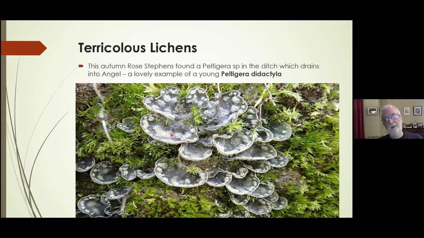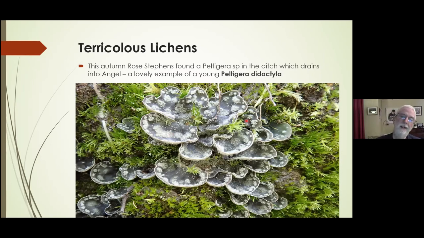And it was on the vertical face of the ditch that drains into Angel. And it was facing west. So it can only have got direct sunlight from about 3:30, 3 o'clock in the afternoon. So it was tucked away, very difficult to see as well. So full marks to Rose for picking it up.